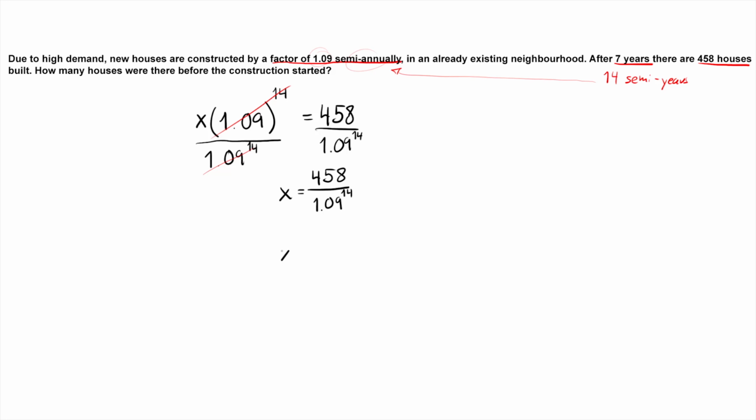And if we do the math again, we'll get approximately 137. You're going to get a decimal, but we're just going to round down that decimal to the whole number. You can't have half of a house. You need a whole number. So we get our answer of 137, basically telling us that before the construction started, we had 137 houses. So we started with 137 houses, and we built more houses at a rate of 1.09 semi-annually. And after 7 years, we ended up with 458 houses.